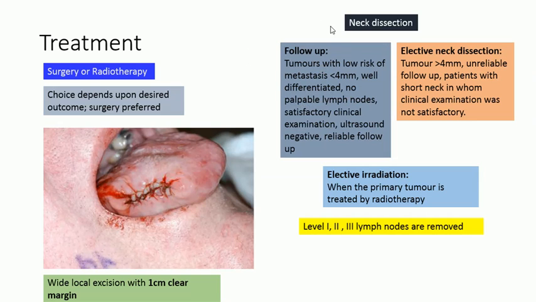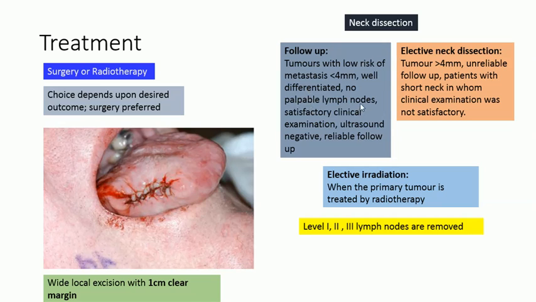The reason you keep the patient for follow-up is because there's a very low chance of metastasis. That is, the diameter of the tumor is less than 4 millimeters, so there is low risk of metastasis, as a larger size of the tumor makes it more risky for metastasis. If the tumor is well differentiated after your histopathological study, there is less chance of metastasis.